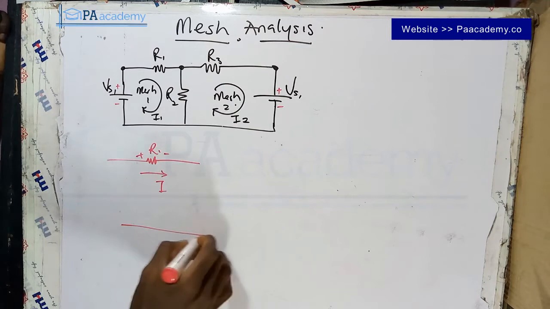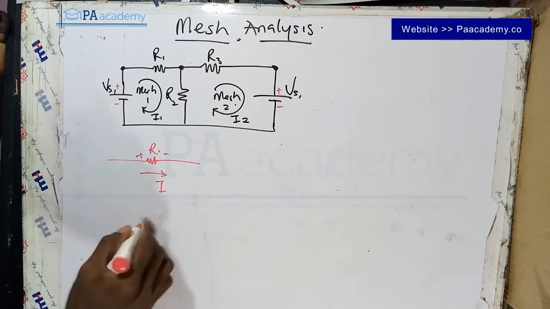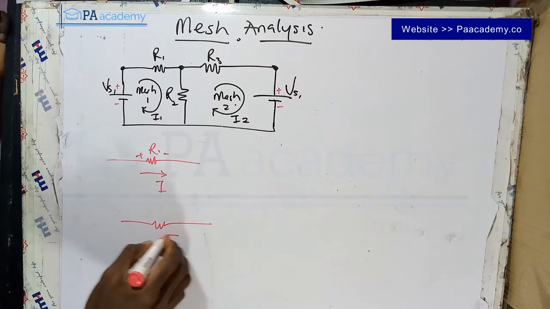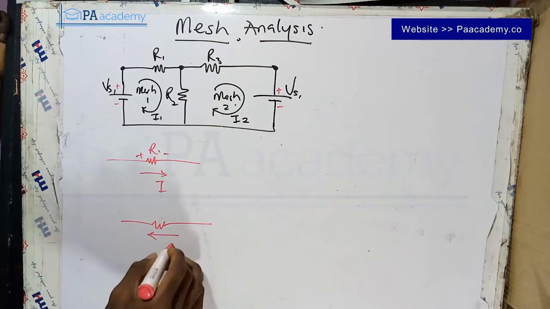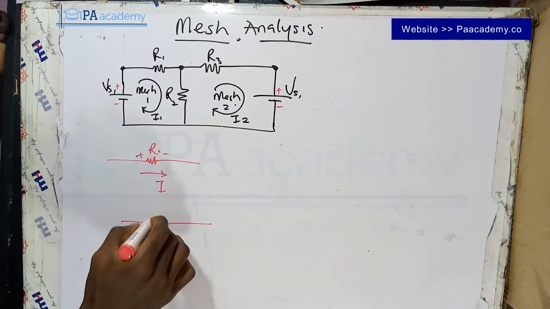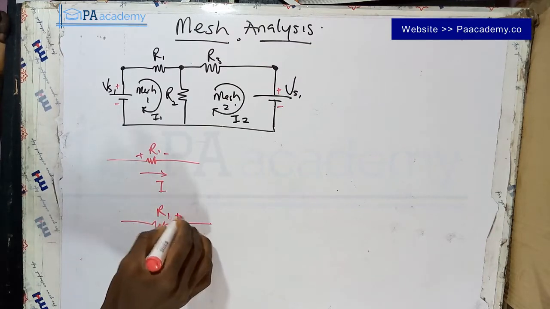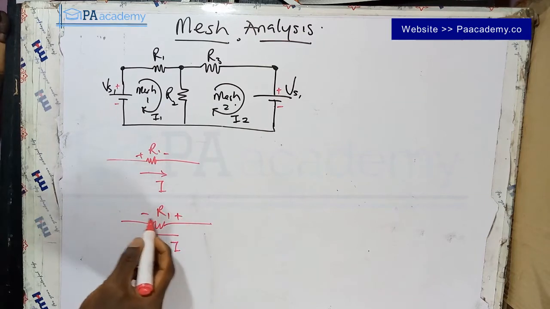But if you're having an element like this, and then the direction of the current is in this direction, and this is our current direction, and this is the element, let's call it our R1. So that means our polarity is going to be what? Plus, minus. So this is going to be plus, minus.